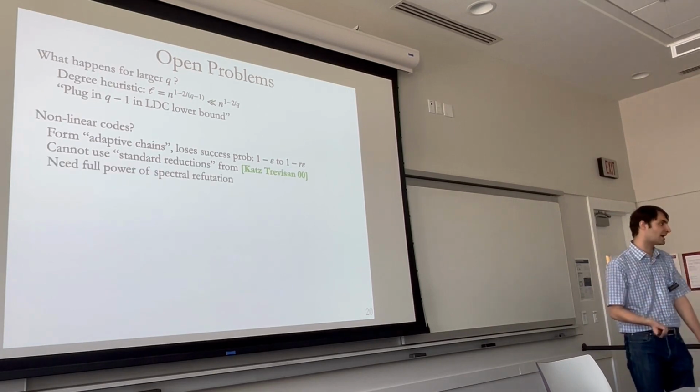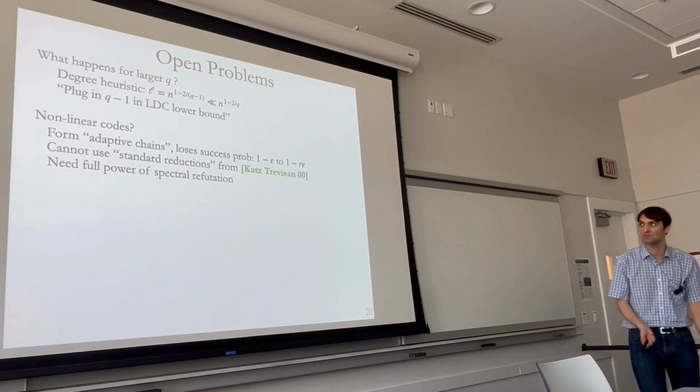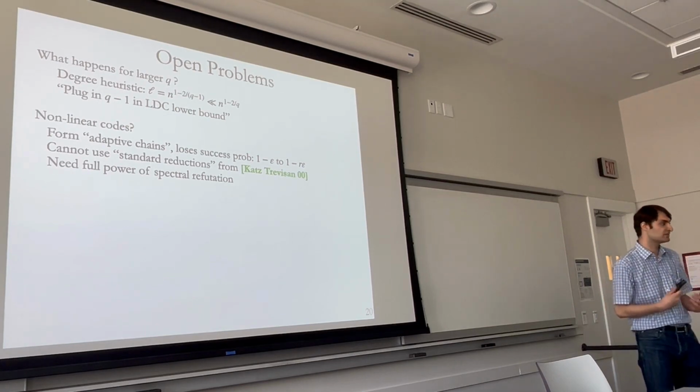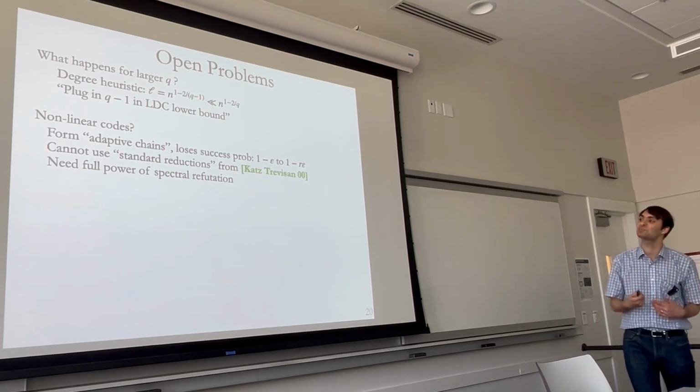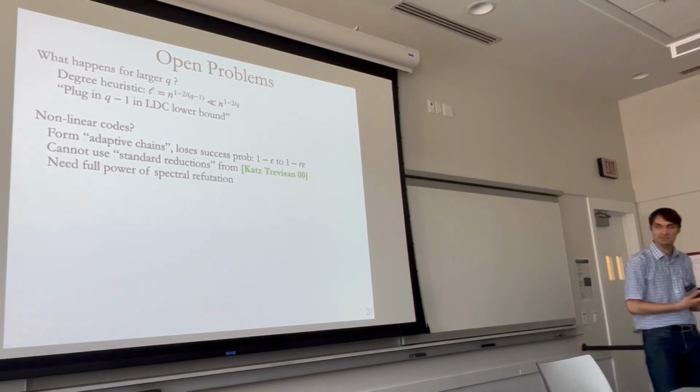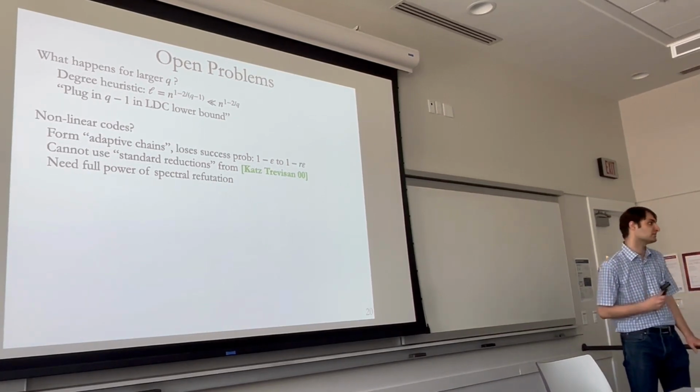And here we need the full power of the spectral refutation and CSP refutation methods. We can't get away with these simpler, or potentially simpler, combinatorial reductions to 2 LDCs. We really have to use matrix norm bounds.